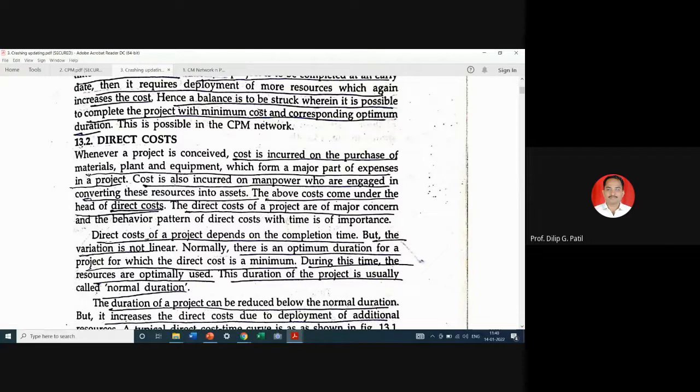So whenever a project is conceived, cost is incurred on the purchase of materials, plants, and equipment, which form a major part of expenses in a particular project. Cost is also incurred on manpower who are engaged in converting these resources into assets. The above costs come under the head of direct cost.